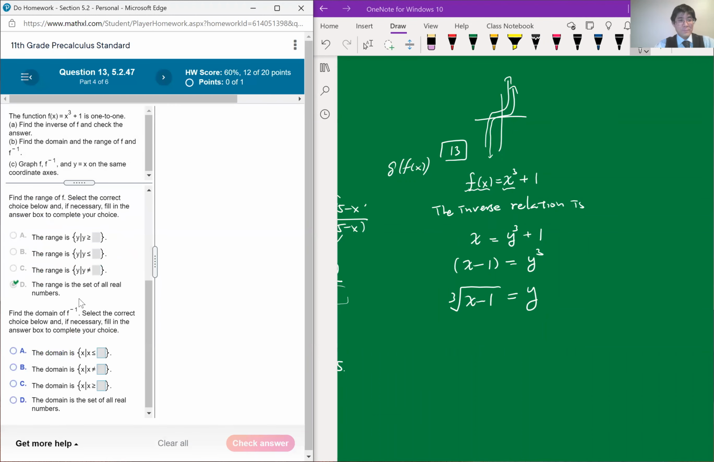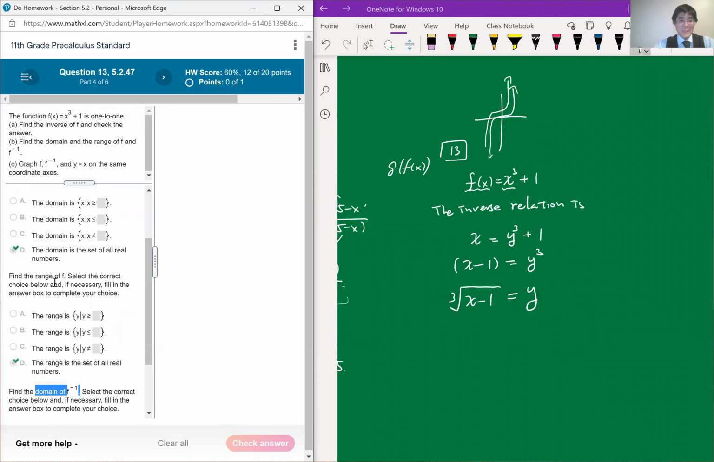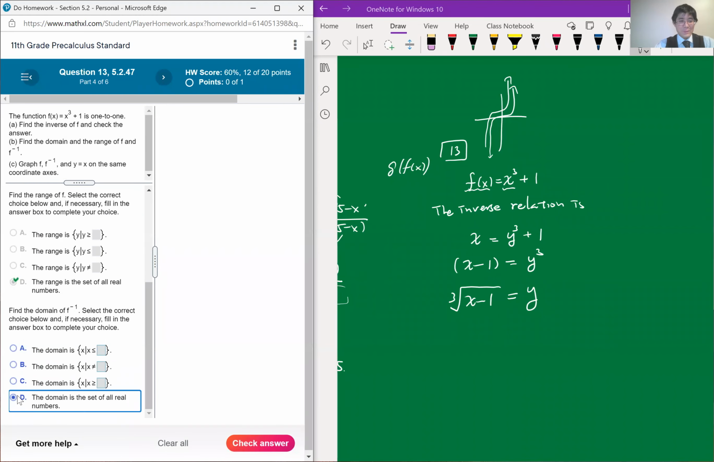Okay, now find the domain of f inverse. The domain of f inverse is the same thing as the range of f. Okay, so it is also all real numbers.